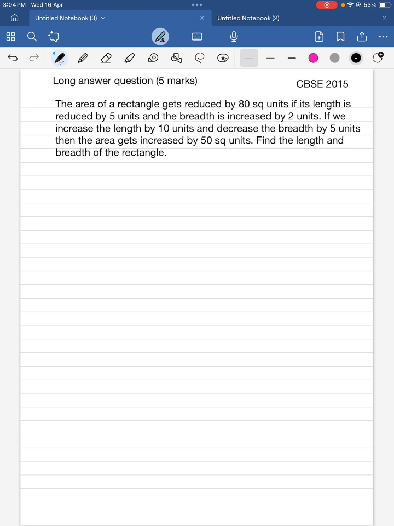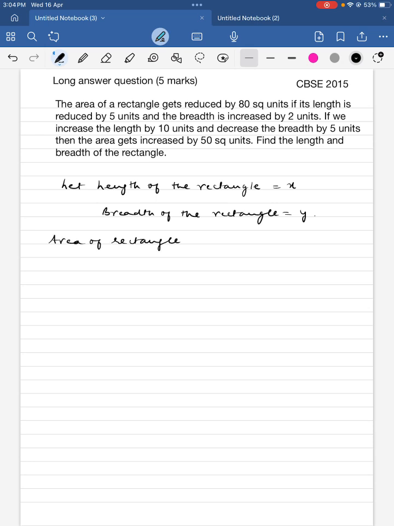Okay, so since they've asked us to find the length and the breadth of the rectangle, let us assume that the length of the rectangle be equal to x and the breadth of the rectangle is equal to y. Now, if the length is x and the breadth is y, then what will be the area of the rectangle? Area of the rectangle is equal to length times breadth, which will give me x times y.